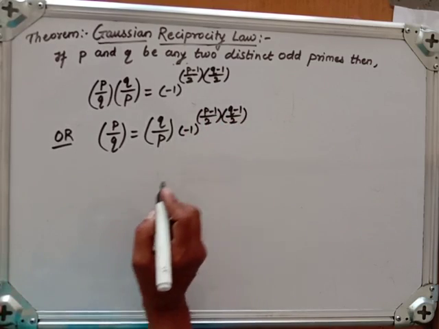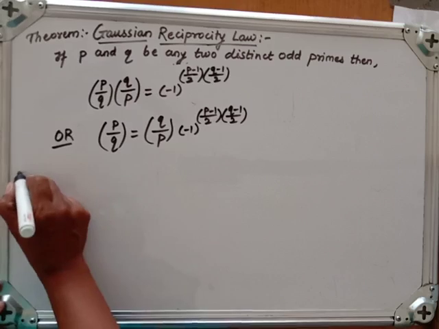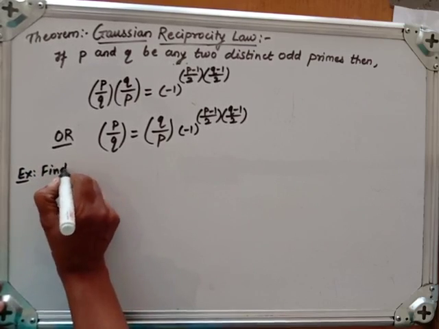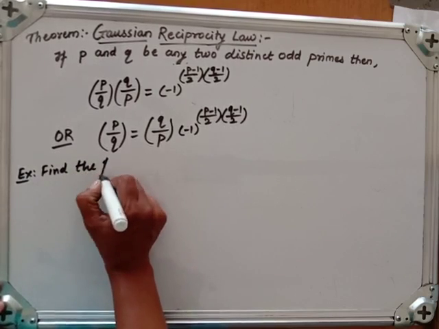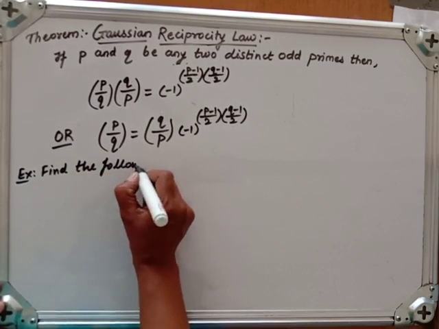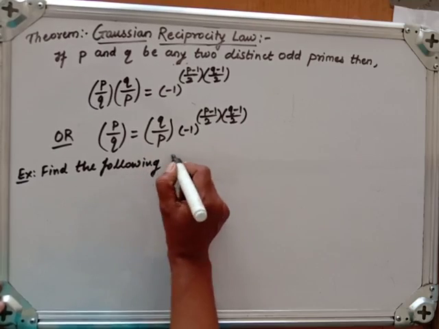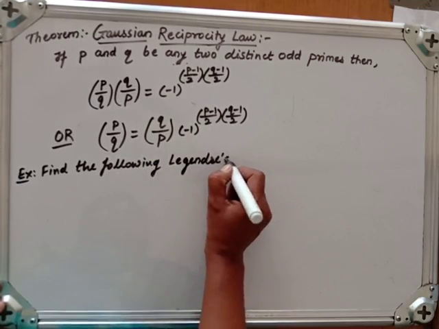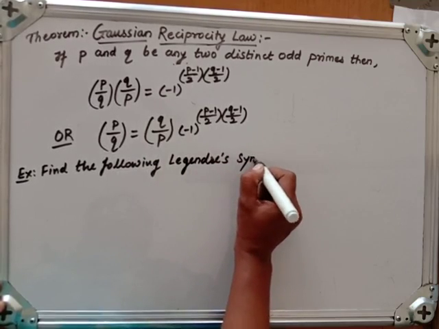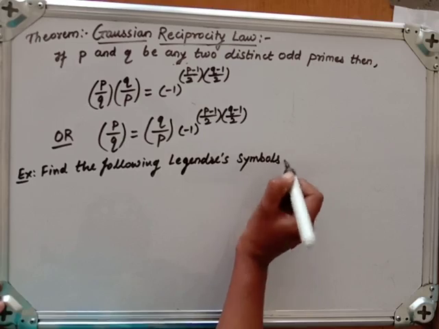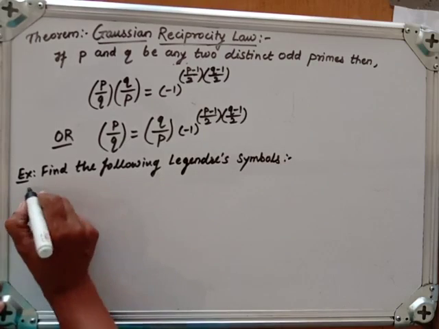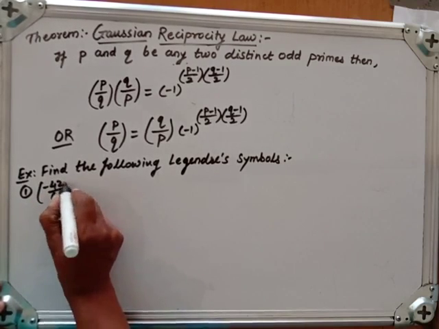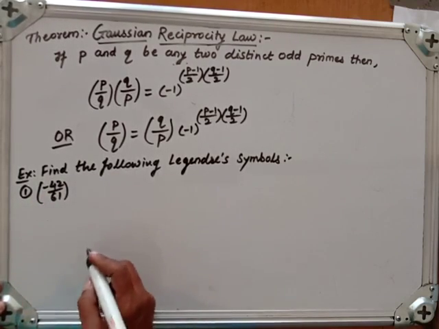Okay, let's solve examples on this. Example: find the following Legendre symbols. Suppose the first one is (-42/61). Okay, so let's find it.